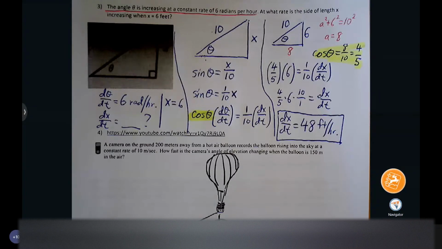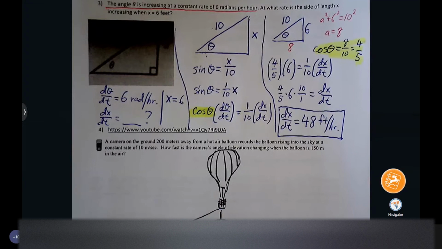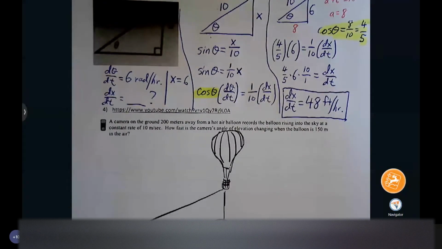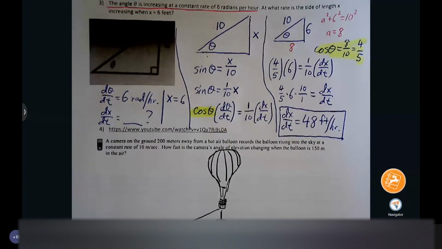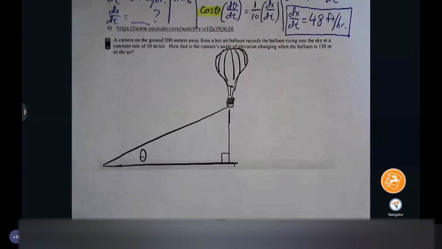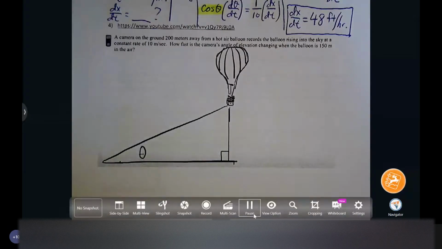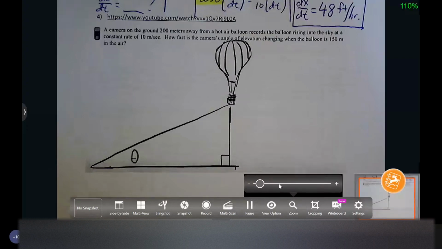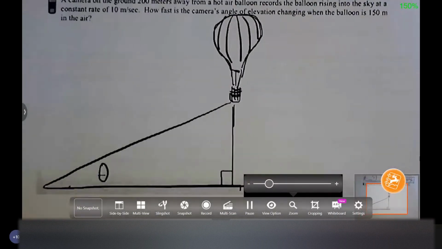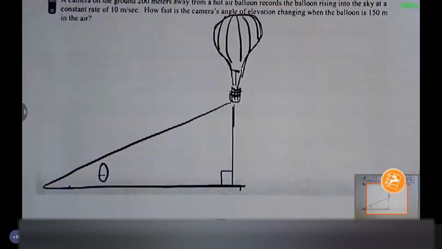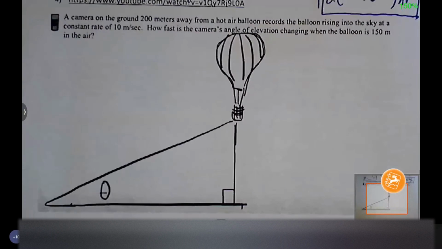Let me help us through the beginning parts of number 4. Does anybody still need to look at number 3? Okay, here's number 4. Let me zoom in a bit here.